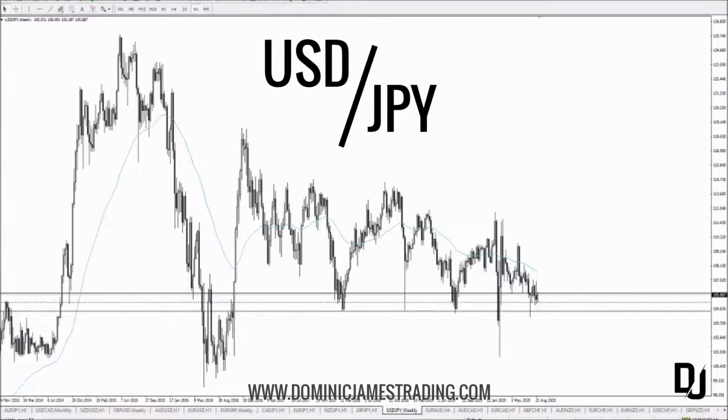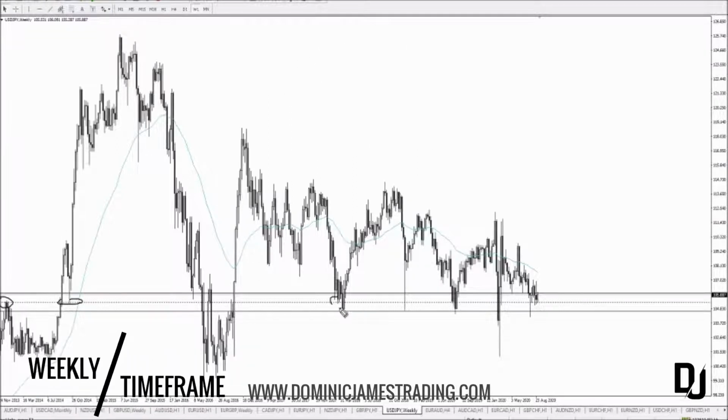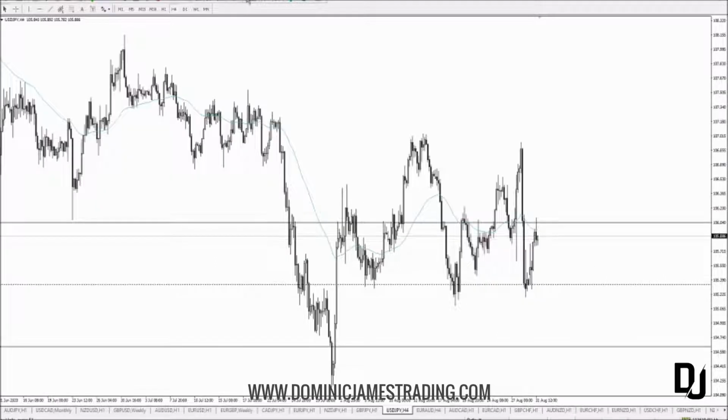Going to start off with dollar yen. This is a weekly chart and this is the zone that I'm looking at. Resistance here, support. Bit of a deviation back above this level, support, and holding as support. I'll put this level on the screen and we'll go down into the lower time frames, H4, and just look at how this level's performing.